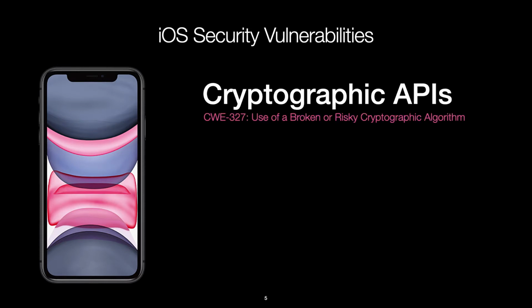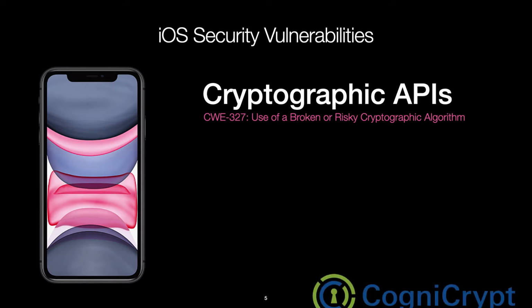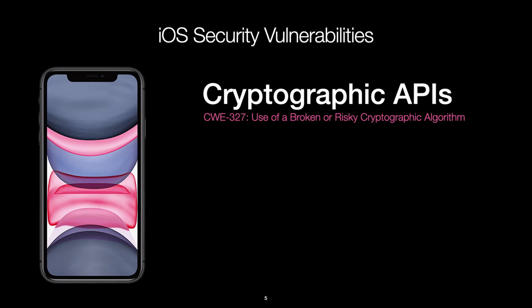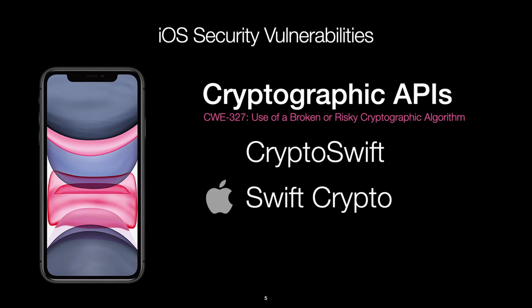Cryptographic API misuse is another security vulnerability that static analysis has proven to be effective in. Java developers can use the CogniCrypt Eclipse plugin to make sure that they are using Java crypto APIs correctly. We believe Swift developers would appreciate similar misuse detection for popular Swift crypto APIs. These APIs include CryptoSwift, a popular open source API, and Apple's own API called Swift Crypto, which was recently released.